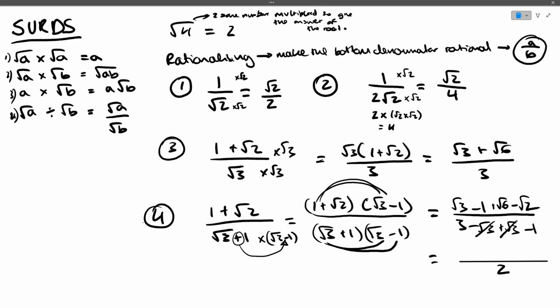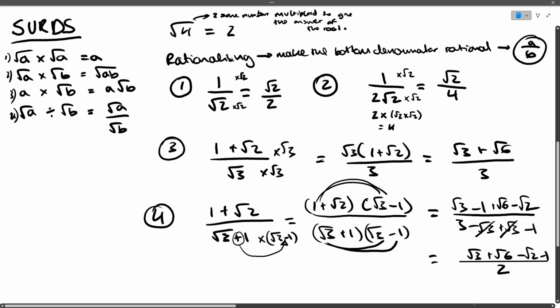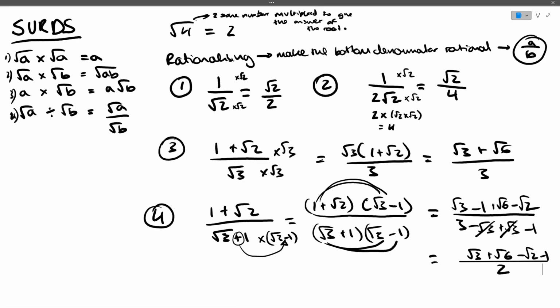And then here, root 3 plus root 6 minus root 2 minus 1, which is a really weird answer, which is a really weird question, right? Because normally we just get like 1 root, but I didn't do this from the top of my head. But if you use the same logic, you'd be able to answer basically almost any surds question.